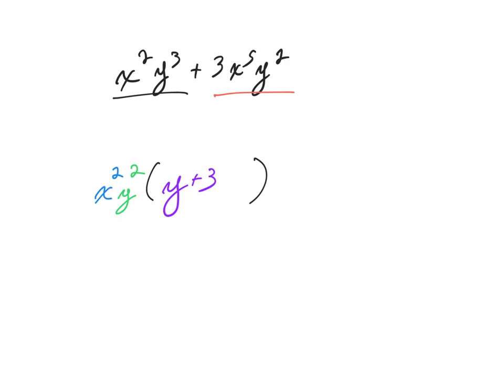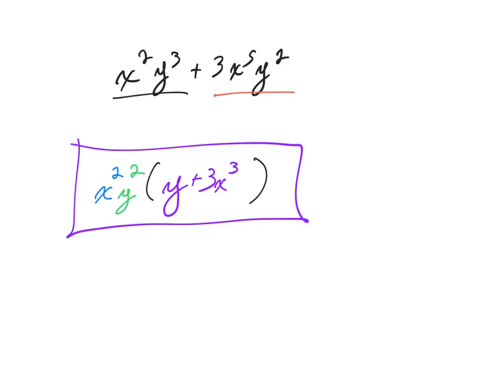Then I look at my x's. I had 5, and I took out 2 of them. So now I've got 3 left, so x to the third. And then I had 2 y's, but I took 2 y's out, so that's it. This right here would be my answer.